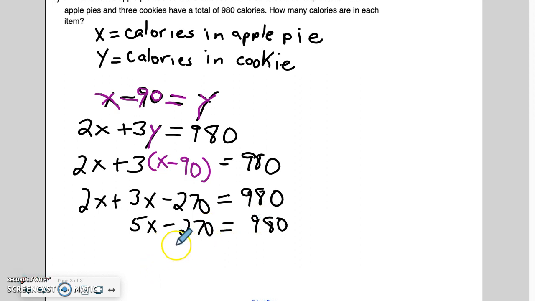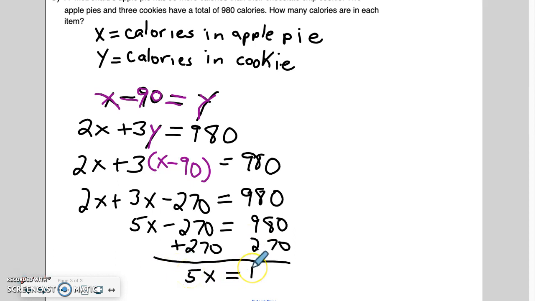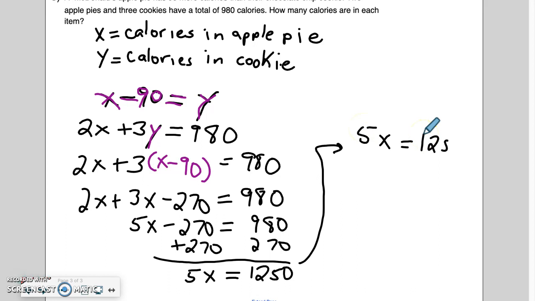This is just an equation solving for x. Add 270 to both sides. So then you have 5x equals what, 1250. I'll go over here. So 5x equals 1250. Divide both sides by 5. Sorry, that doesn't look like a very good 5. So x equals 250.